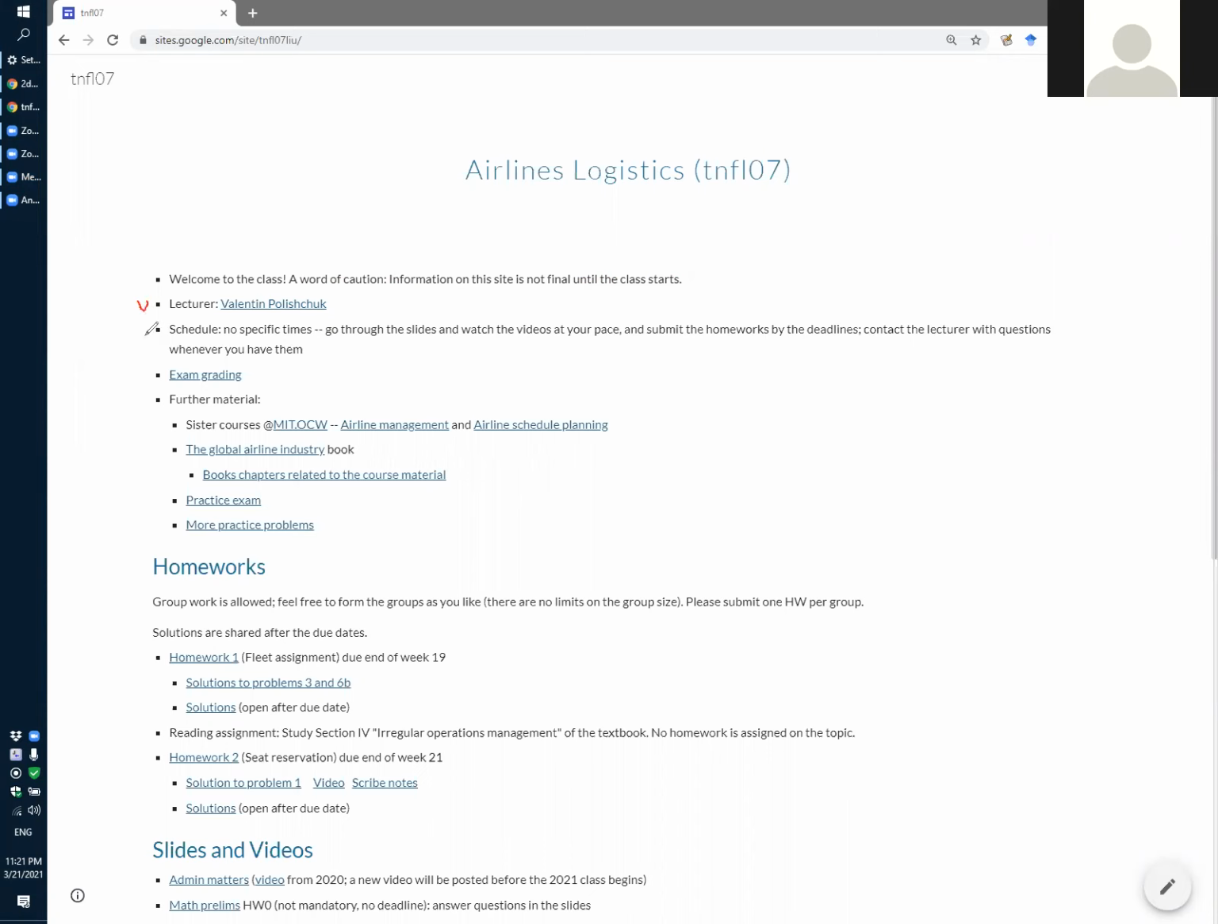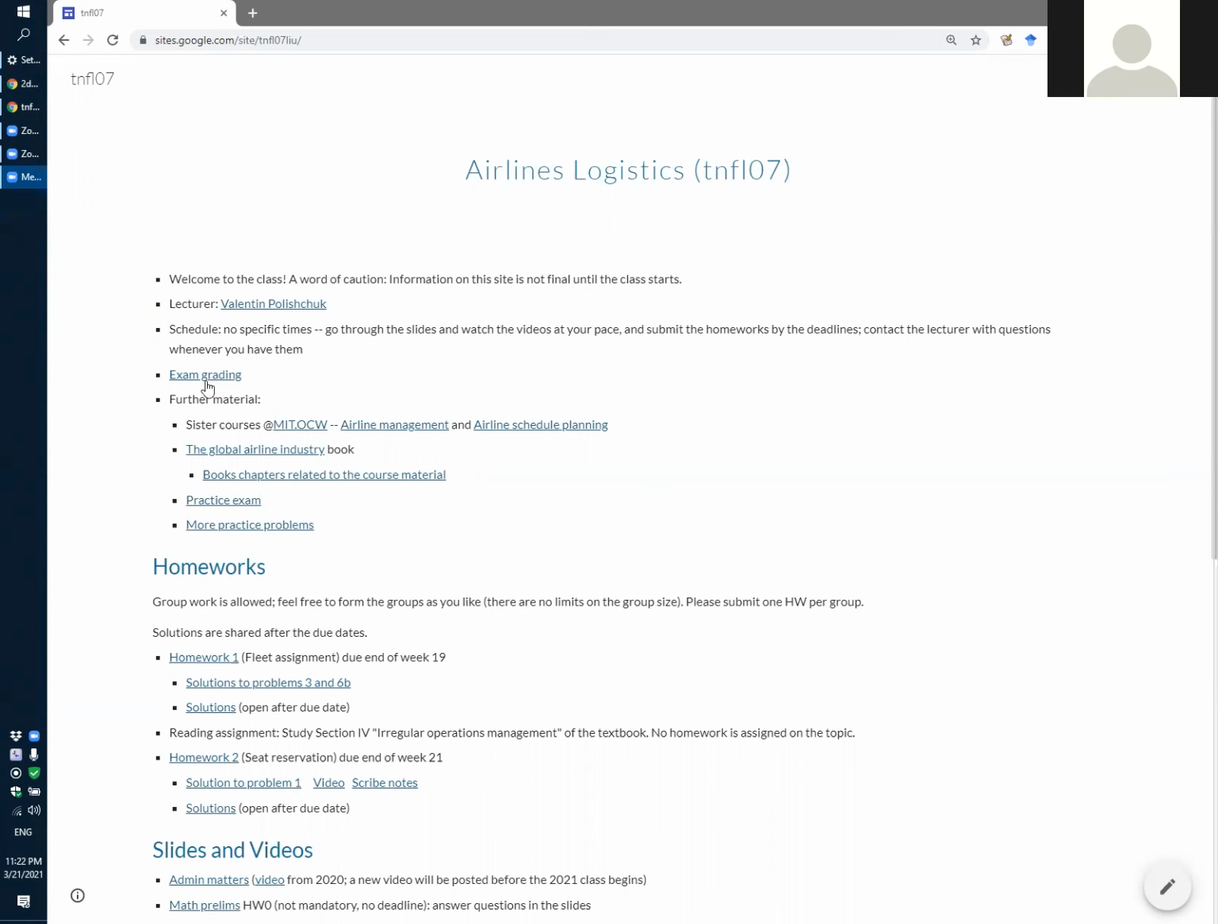So I am the lecturer, and here is the schedule, which essentially says that there is no schedule. You go through the slides here down below on the webpage, and the videos with the recordings of the slides, and then you submit the homeworks by the due dates. There are two homeworks, and here are the due dates for them. And you contact me with questions whenever you have them. So that's basically how the class will go.